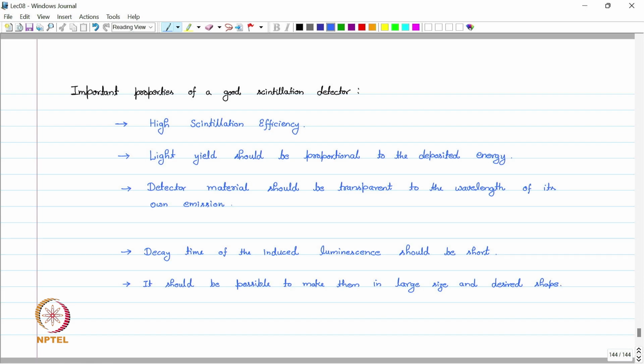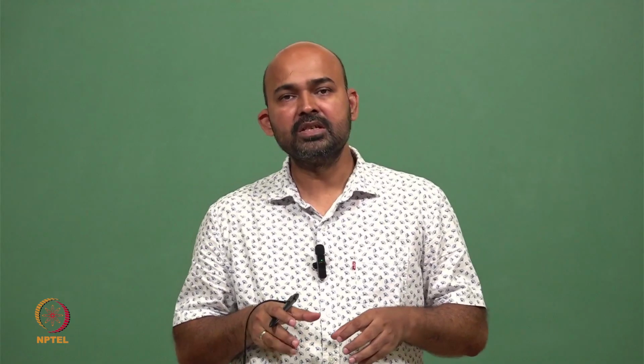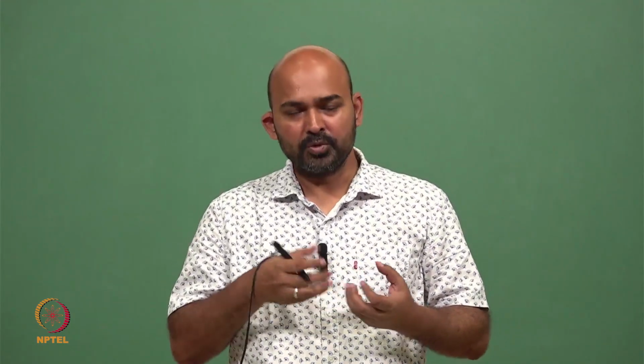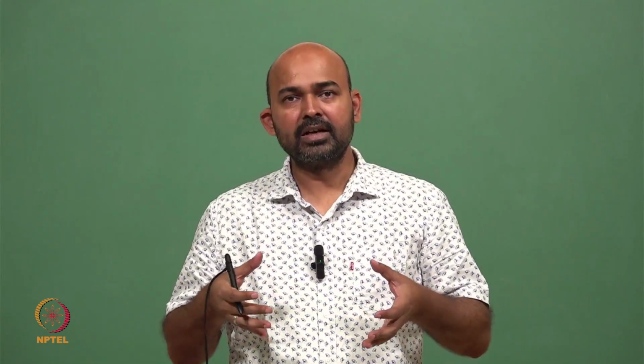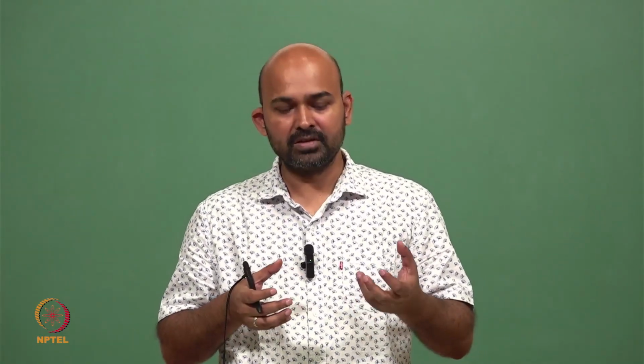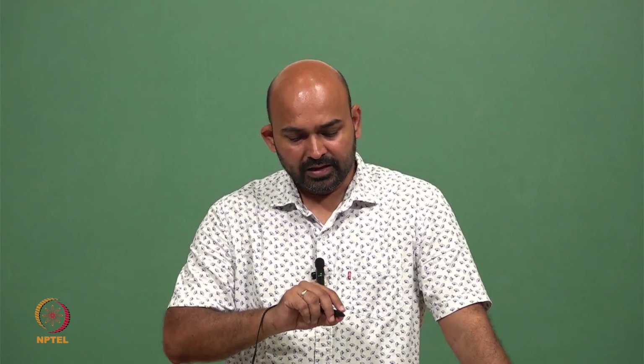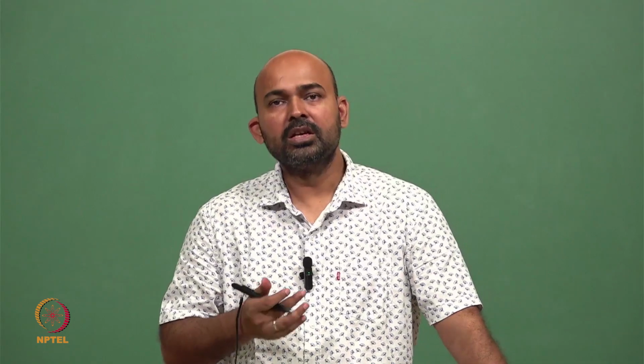So these are a few important properties of a good scintillation detector. The very first is high scintillation efficiency, meaning when we shine the radiation on the material, the proportional number of optical photons should be generated. So that is the scintillation efficiency, and for this detector to work well, we should have a high scintillation efficiency of that material. The next is the light yield should be proportional to the deposited energy.